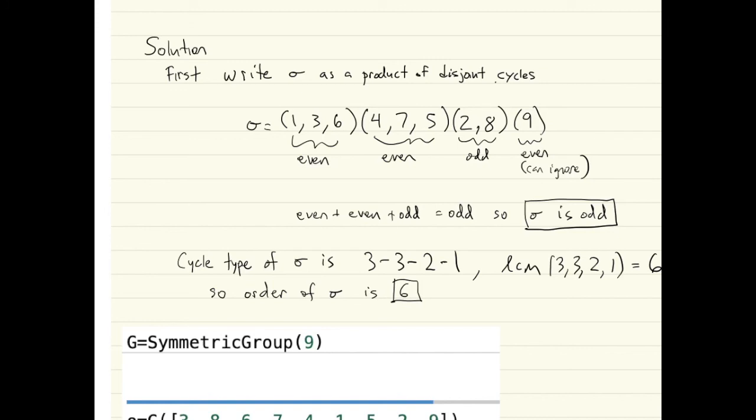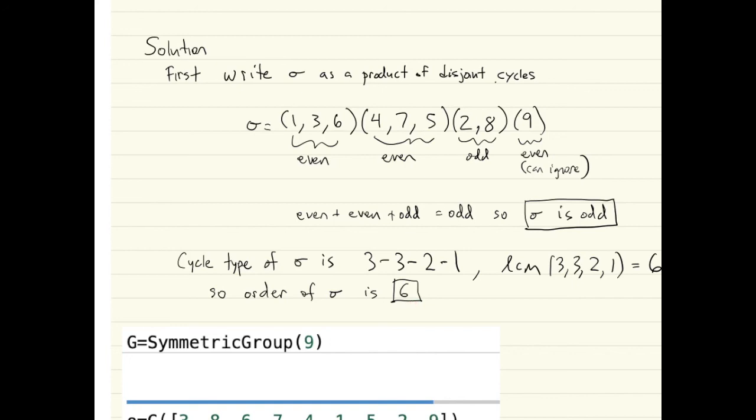Then in terms of the order of sigma, the cycle type of sigma is 3, 3, 2, 1. What does that mean? Well, we've written sigma as a product of disjoint cycles. Again, here it's very important that the product you've written is disjoint. What does that mean? There are no numbers that occur twice. Like for example, 1 only occurs in this cycle, it doesn't occur anywhere else. All right, and so this is a cycle type of 3, 3, 2, 1, so that's this notation here. And so the least common multiple of these numbers is 6, and so the order of sigma is 6.